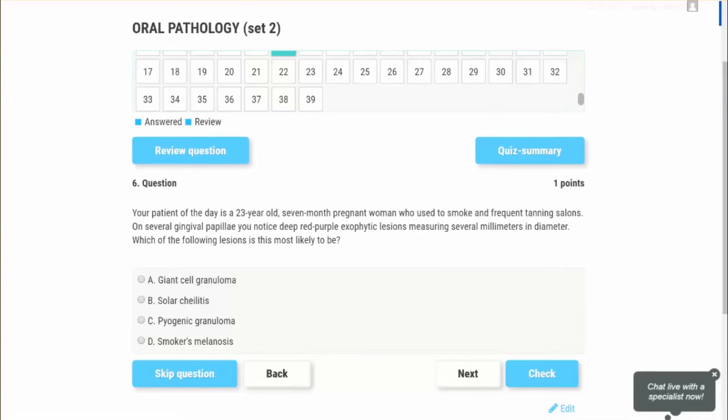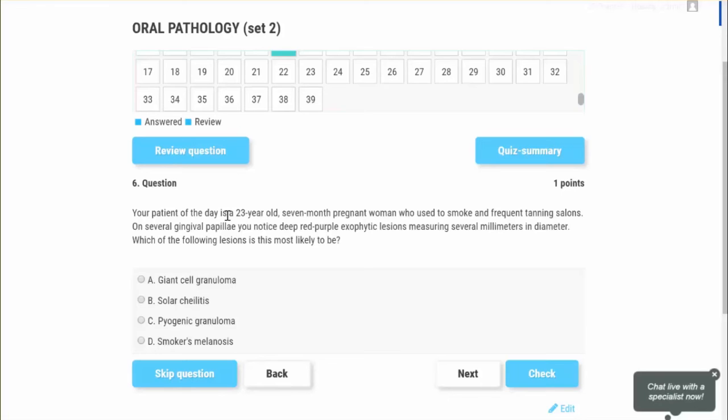Here you can see this is related to oral pathology. The one we just saw was periodontology. Let's look at this question. Your patient of the day, 23 years old, 7 months pregnant. That could be a keyword as well. Used to smoke, that could be a keyword. Frequent tanning salons, that's a keyword also. Let's continue. On several gingival papillae, you notice deep red purple exophytic lesions measuring several millimeters. And the question is asking you what this lesion is most likely to be.